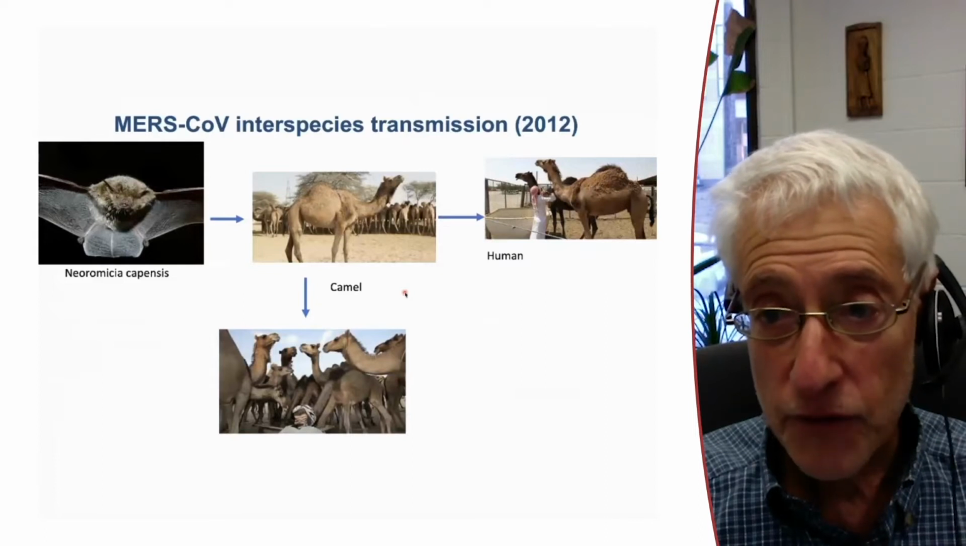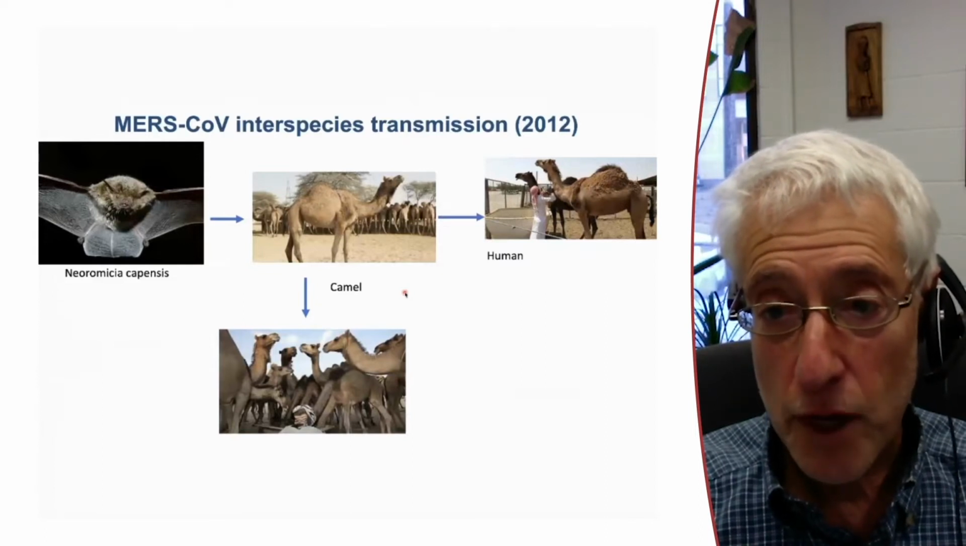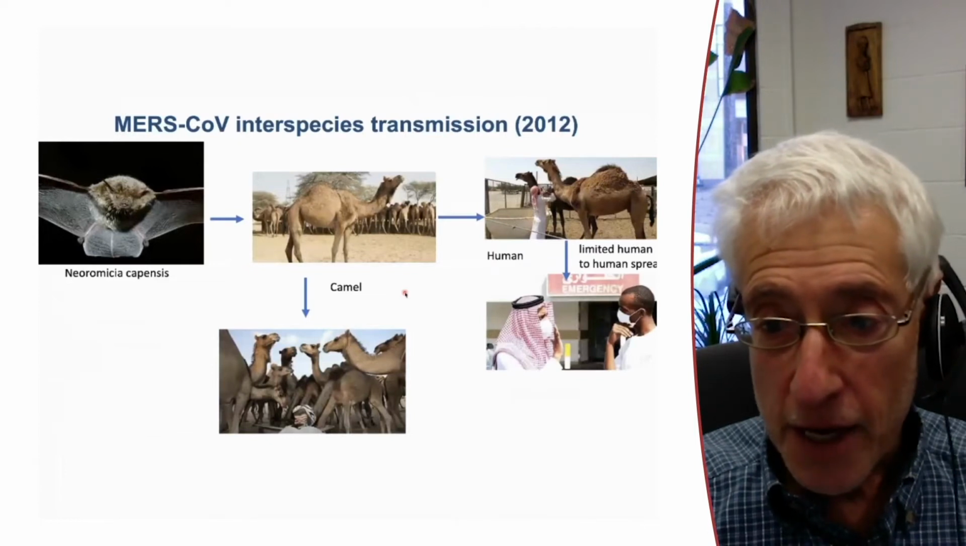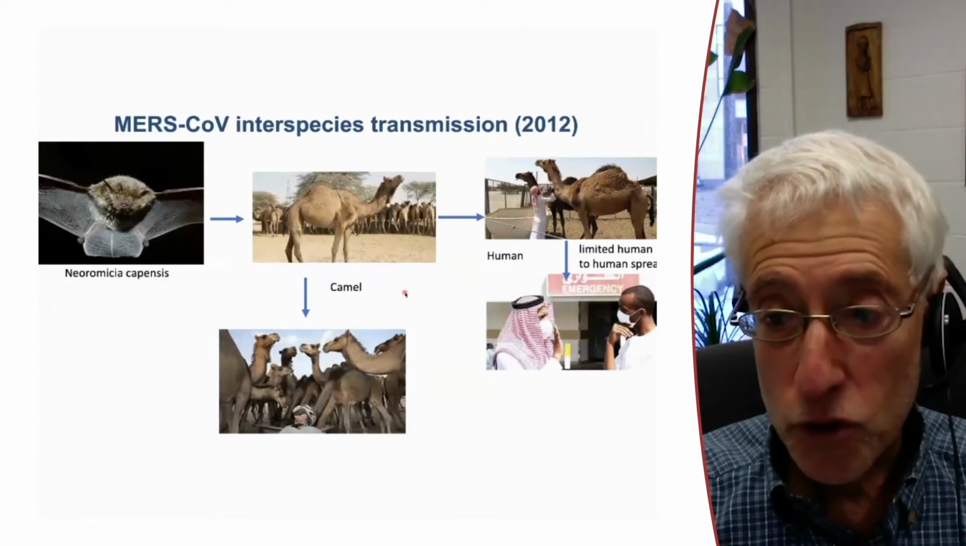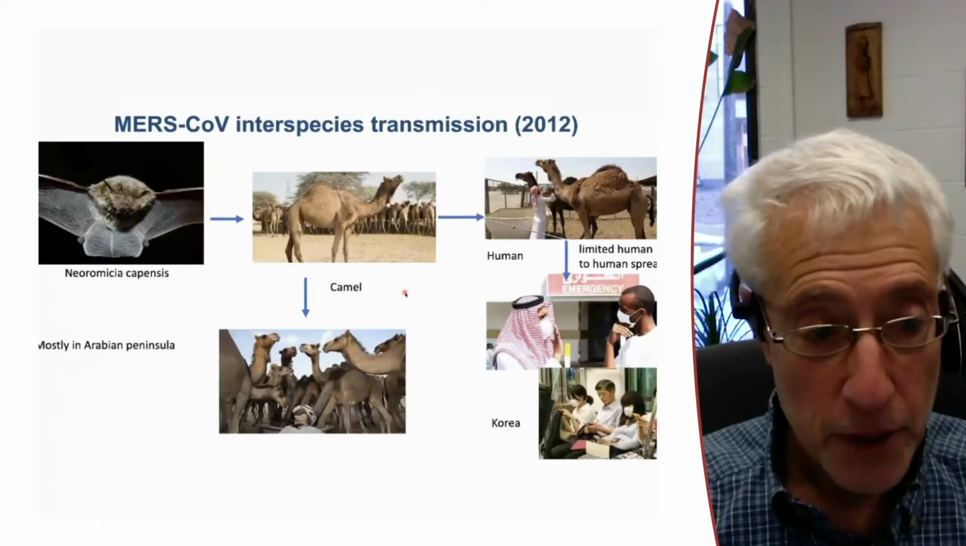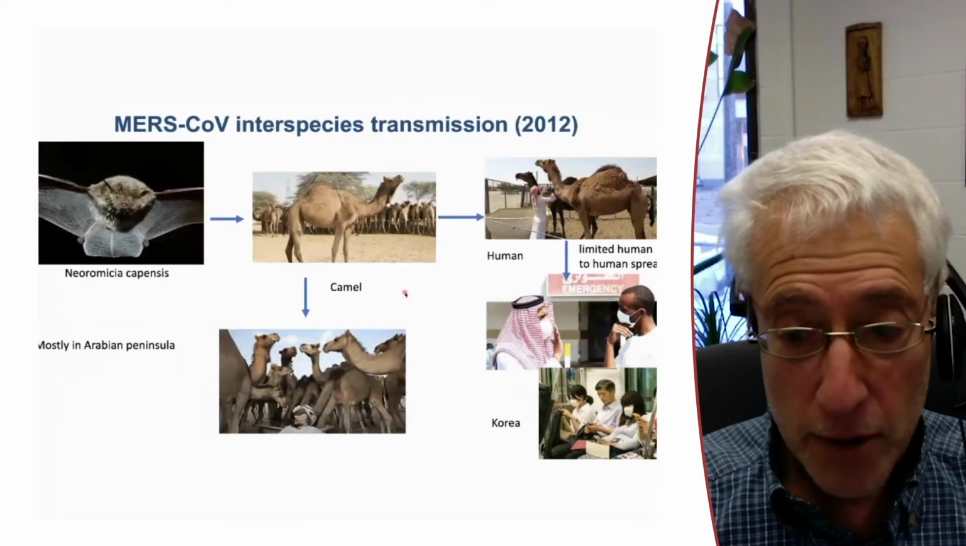And then humans get infected from camels, particularly in Saudi Arabia. Camels are pets, and they may infect humans directly. And then there's limited human-to-human spread, except in hospitals, and occasionally in household settings. And so this is a disease of the Arabian Peninsula.